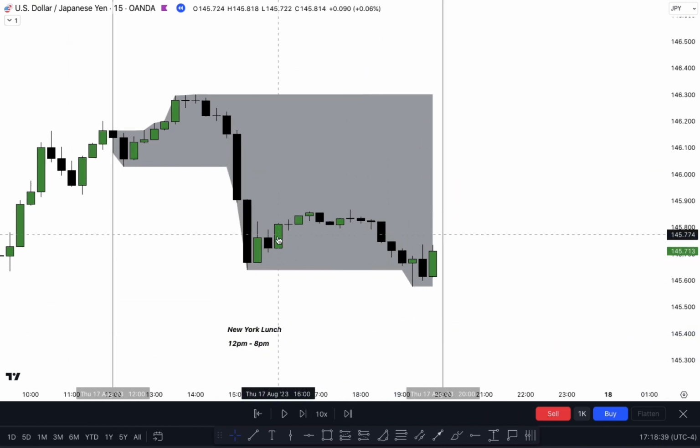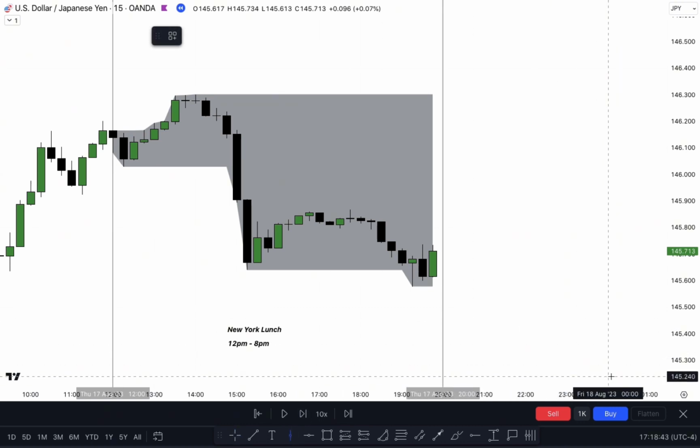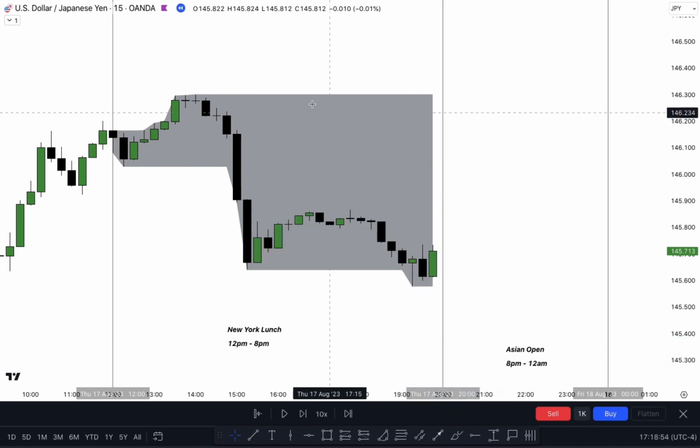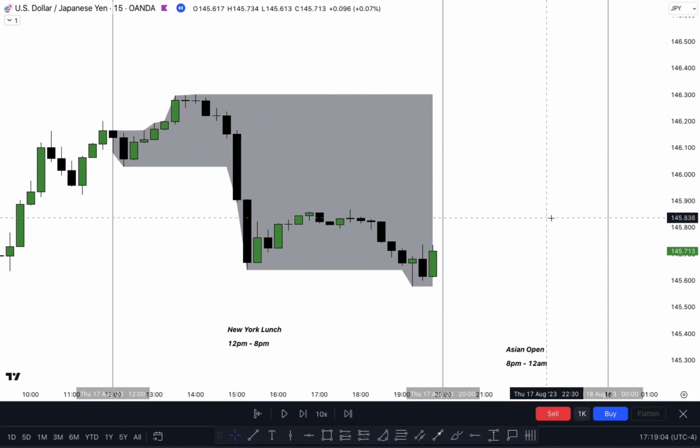Then we're going to use this session to help us trade the next session, which is going to be the Asian session, from 8 p.m. to 12 a.m. And all these times are in New York Eastern Standard Time. What we're using is the buy side and sell side liquidity that's available in this session to help us gauge what we could potentially find during the Asian session.